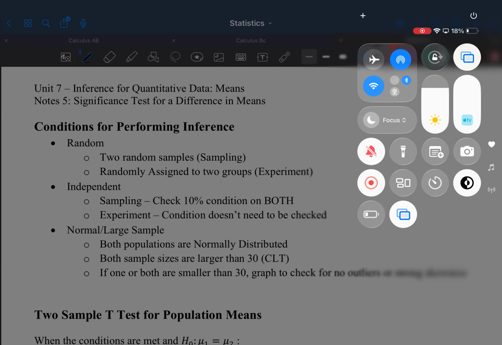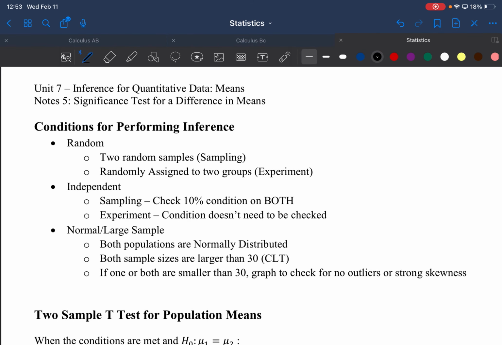Find the sample size. Okay, it says find the p-value by calculating the probability of getting a t-statistic this large or larger in the direction of the alternative hypothesis. Okay, we do this on Desmos. You just write Desmos.